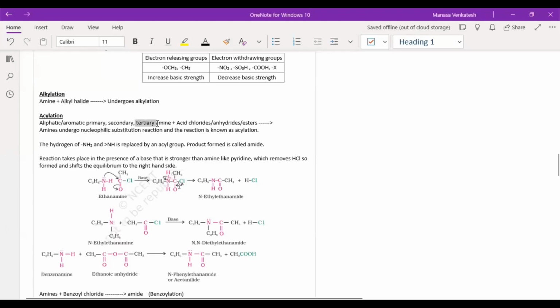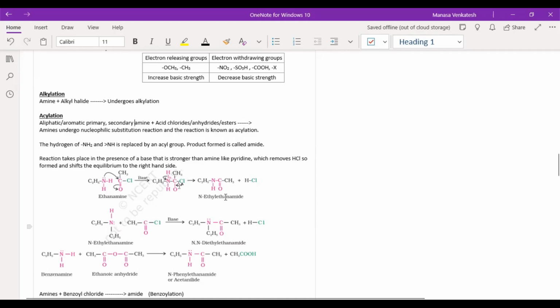Sorry, this does not include tertiary amines. I'm really sorry. So aliphatic amines undergo reaction to give us an amide. The hydrogen atom is getting replaced by an acyl group. The reaction takes place in the presence of a base, which is much stronger than an amide, and this base helps remove the HCl which is formed, which makes sure the reaction goes in the forward direction.